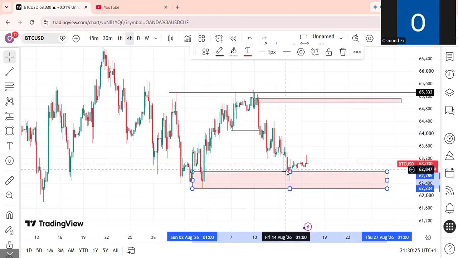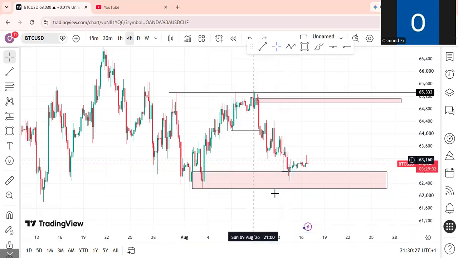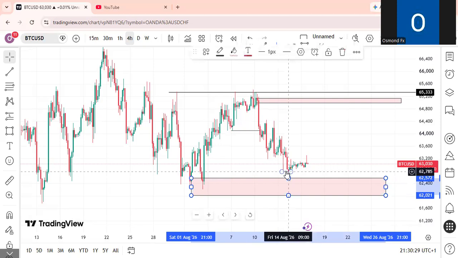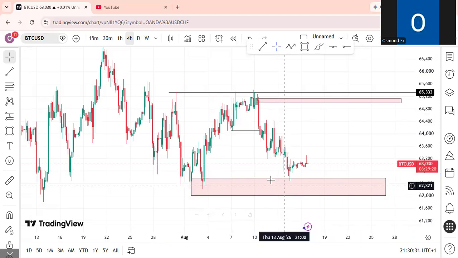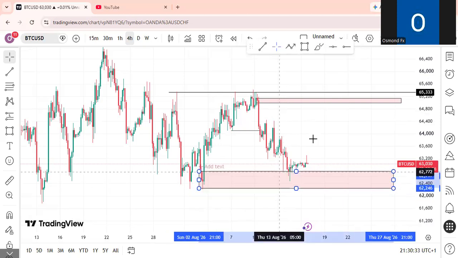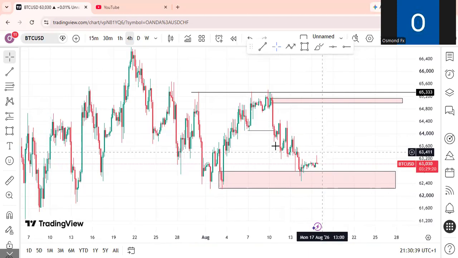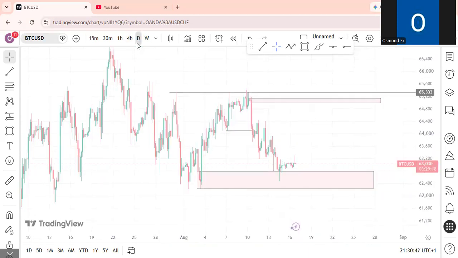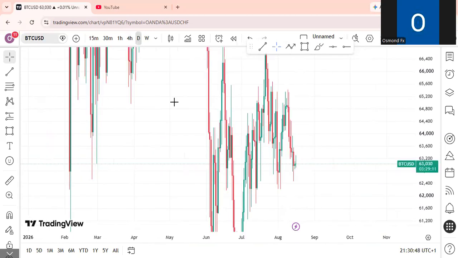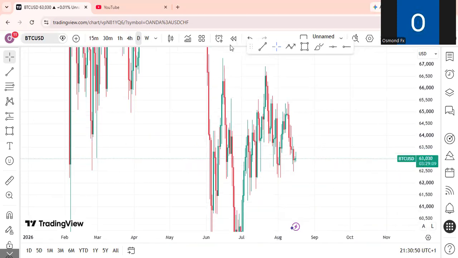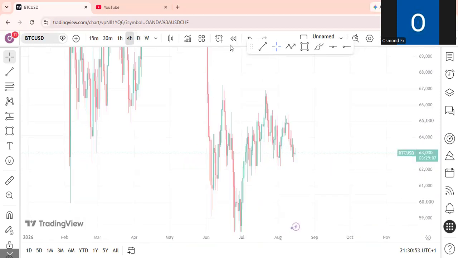Even though the market has already started reacting from that zone, you can see the market touched it and started buying. I'm still not confident. I will even be expecting more selling opportunity until we see a proper break of structure. That is when I'm going to be expecting buy on BTC. So what do I mean by proper break of structure?